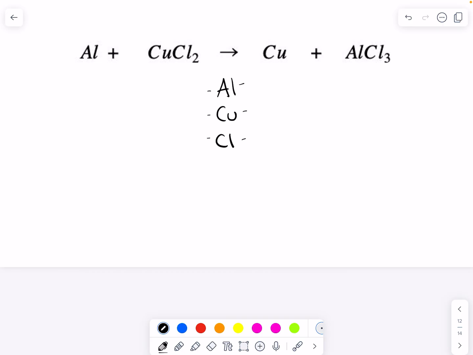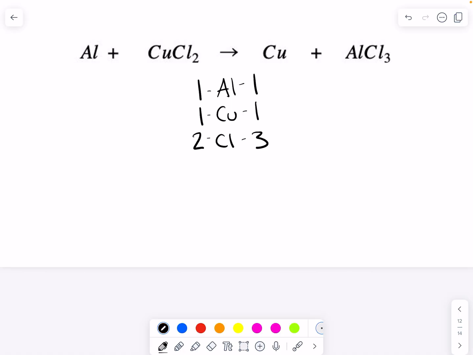To start off my scoreboard, I look on the left and I see 1 aluminum. So I'm going to put a 1 here. On the right, also 1 aluminum. So I'm going to add a 1 there. Go to the next one in my scoreboard. Got copper, one on the left and one on the right. Finally, my chlorine, this one has 2 on the left because that's subscript. And this one has 3 because of that subscript.